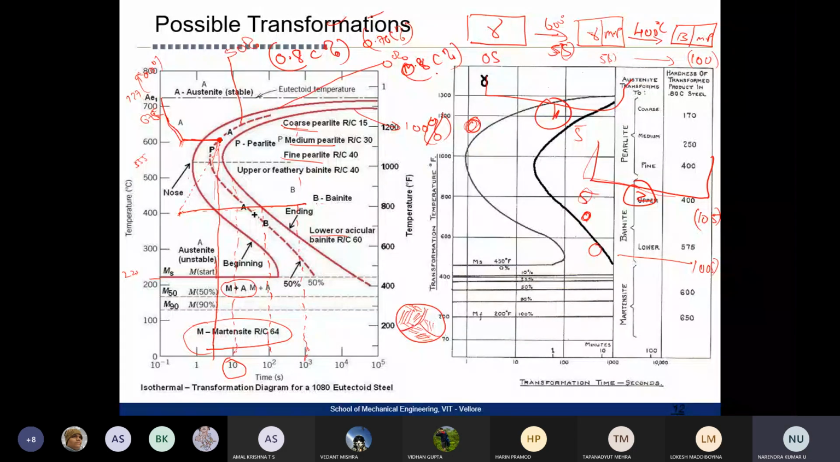And you have the grain boundaries. It's hypo or hypereutectoid. Based on that, you can say whether it is proeutectoid ferrite or proeutectoid cementite. Similarly, bainite. So this pearlite formation is completely based on the nucleation process.